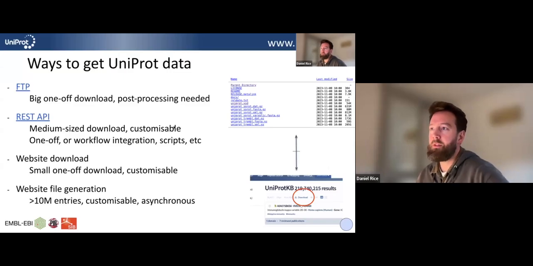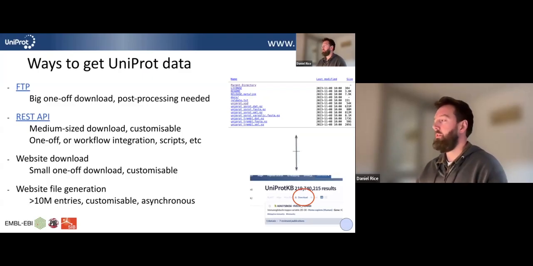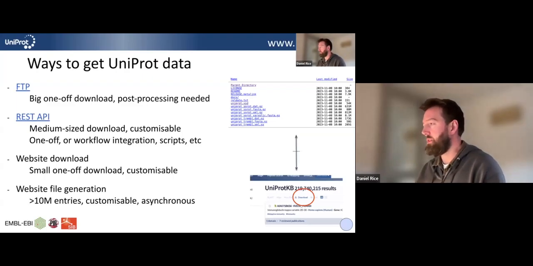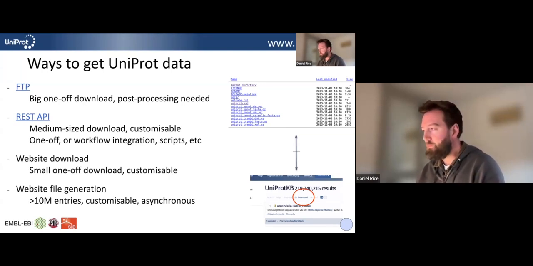Okay, thanks, Emily. So there are different ways to access UniProt data. The first one is FTP, and this is useful to grab everything we have at once. So it's like a big one-off download. On the right-hand side, you can see a particular directory that's available in FTP. They're quite big files, so when you download these, you'll need to do some post-processing, parsing and sorting through things to grab what you need.